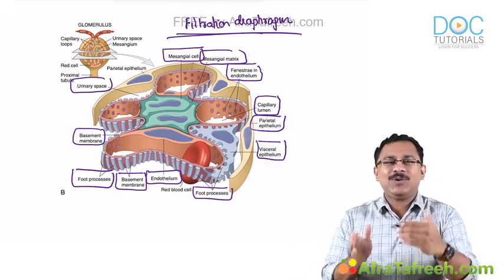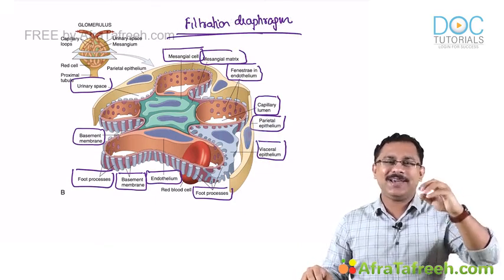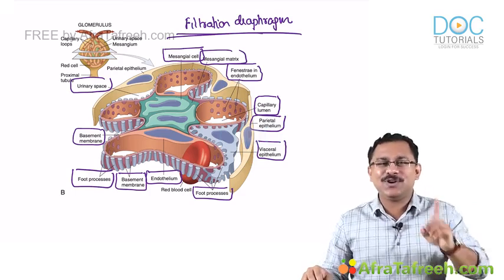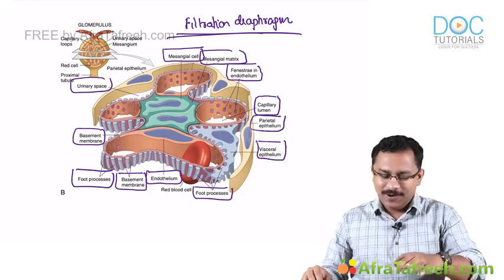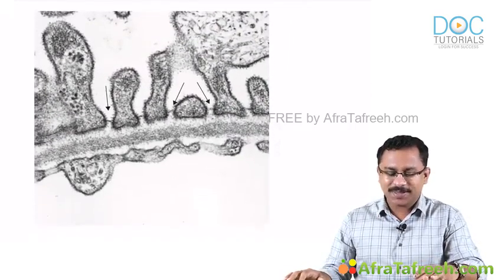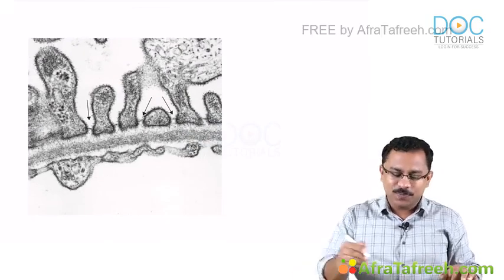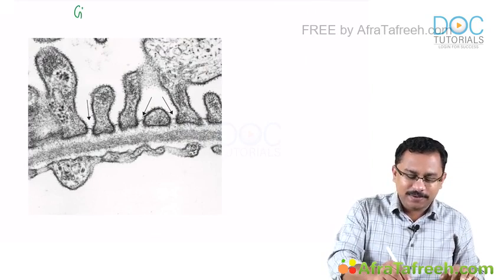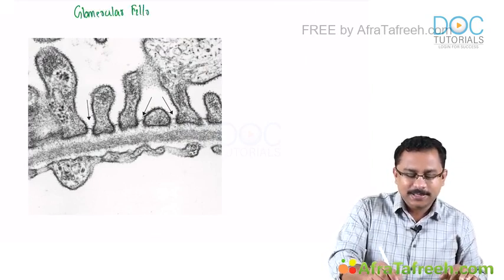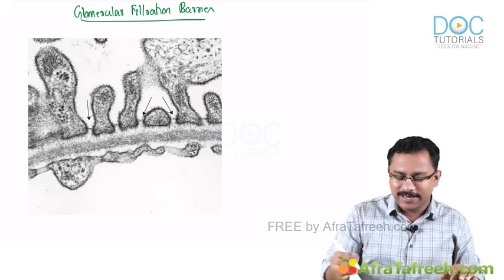So why am I telling you again? This is just because of the simple fact that once you learn what the components are that can be damaged, the clinical presentations are going to be very easy for you. All right, so you have understood this picture. Just one more picture to show you: this is the electron microscopic view of the glomerular filtration barrier. So what are the components of the filtration barrier? It is very clear for you.